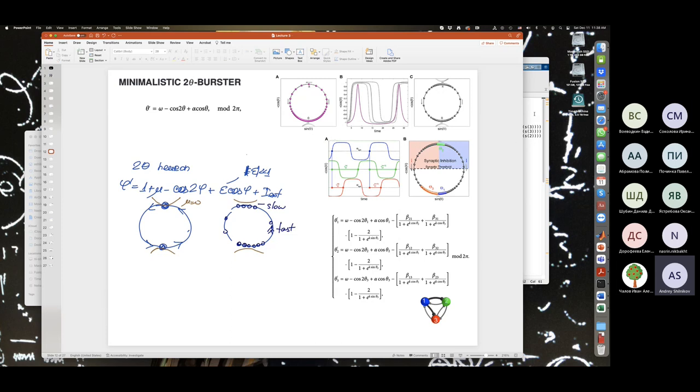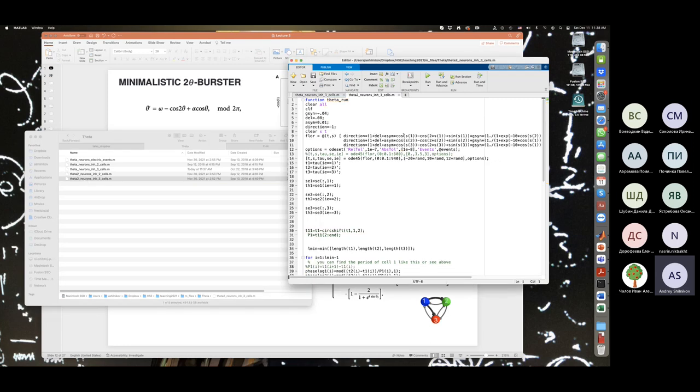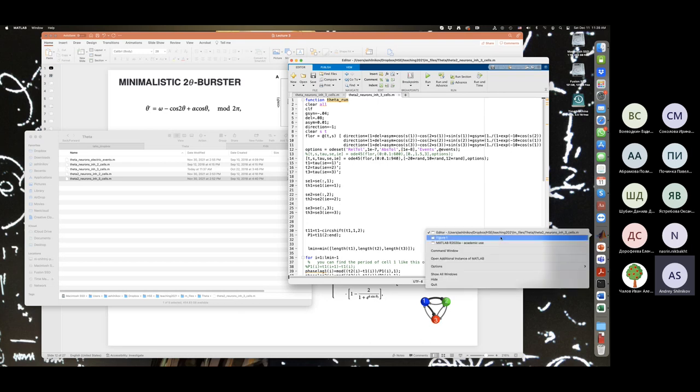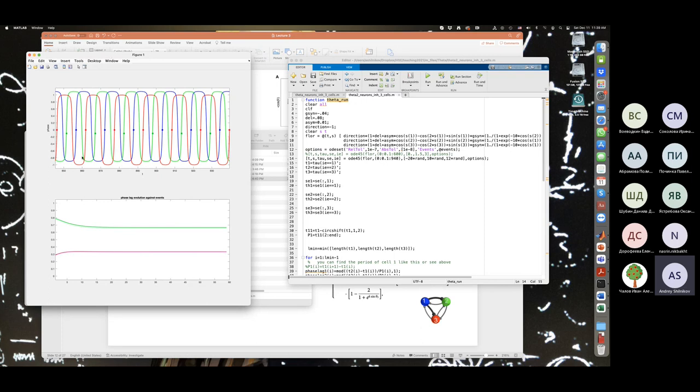Let me show you the other file over here, called theta neurons. Let's click on it. It has three random initial conditions. Run this file and let's see where the outcome is. It's right here, and now you can see better.